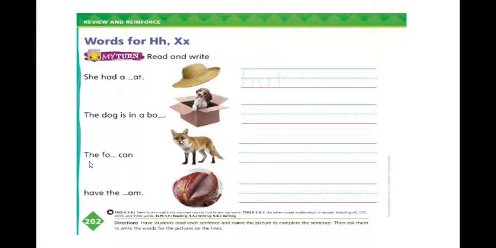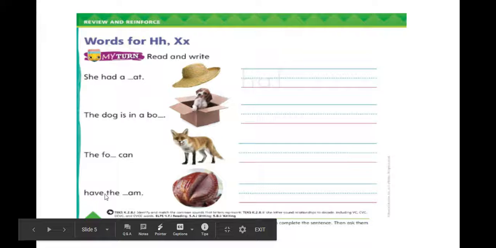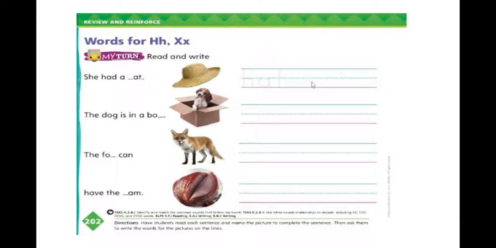The next sentence says, the _aw, it's missing a sound. Look at the picture. Once you filled in the correct letter, write the word on the line. Have the _am. Look at the picture of the ham. What letter do you need to complete this? Pause the video and work on your workbook to complete the sentence and write the words on the right-hand side.